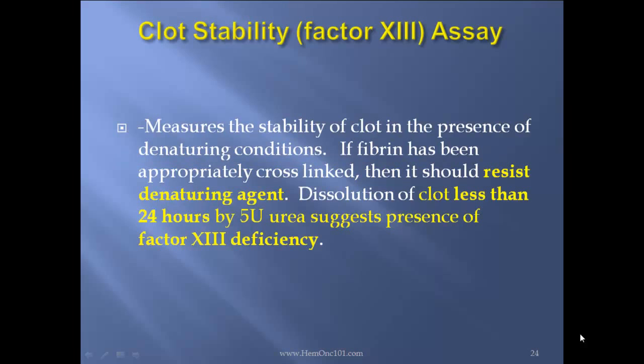The clot stability, factor 13 assay, measures the stability of clot in the presence of denaturing conditions. If fibrin has been appropriately cross-linked, then it should resist denaturing agents. So dissolution of clot in less than 24 hours by 5 molar urea suggests the presence of factor 13 deficiency, since the clot had not been properly cross-linked.